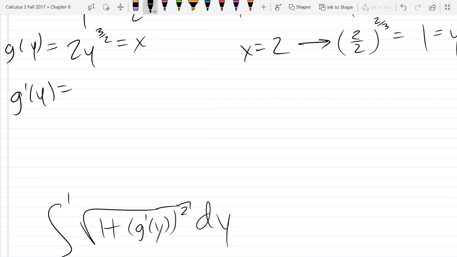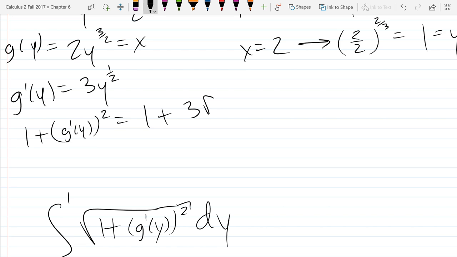So that'll be 3y to the 1/2. And 1 plus g prime squared. So that's 1 plus 3 square root y squared, which is 1 plus 9y.